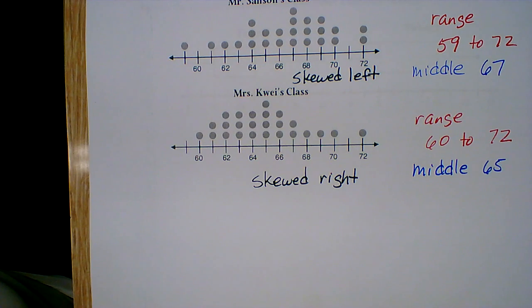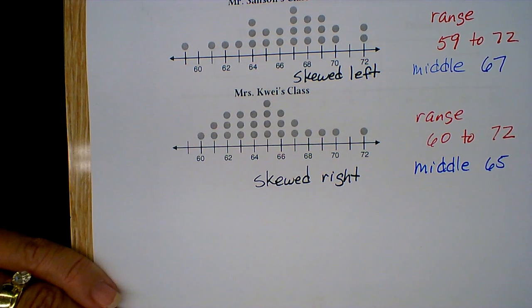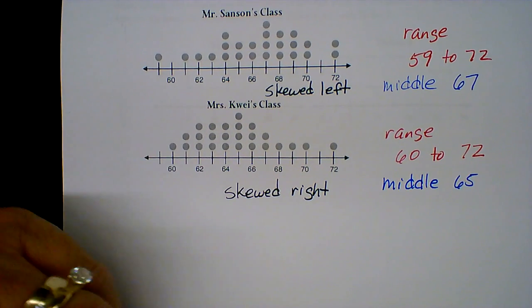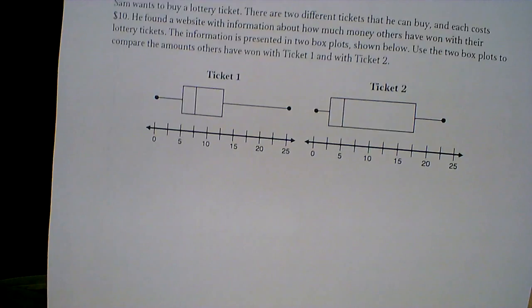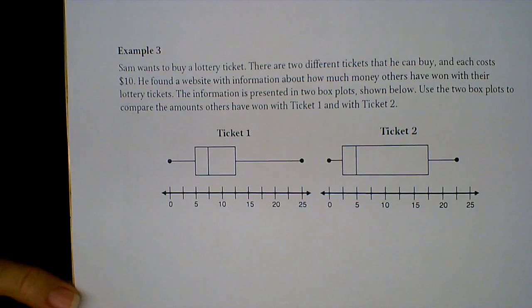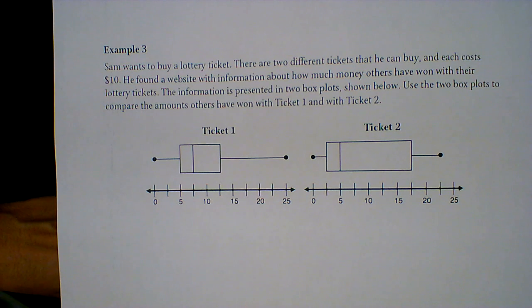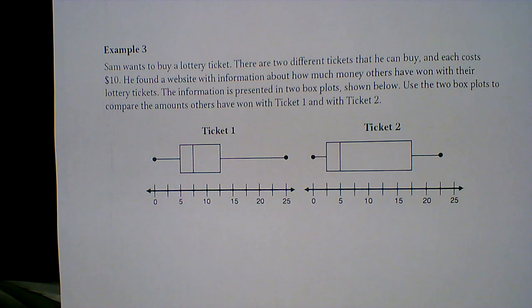All right, let's look at our last example of a box plot. Example 3 says, Sam wants to buy a lottery ticket. There are 2 different tickets that he can buy, and each costs $10. He found a website with information about how much money others have won with their lottery tickets. The information is presented in 2 box plots shown here. Use the 2 box plots to compare the amounts others have won with ticket 1 and ticket 2.